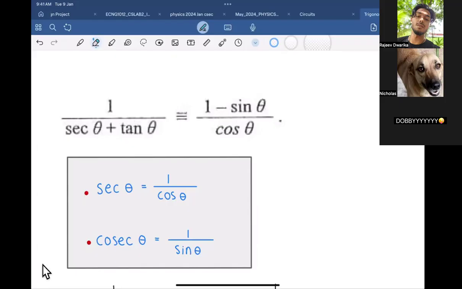Right, so you multiply by the 1 minus sine theta on both top and bottom. You recognize that it was difference of two squares, and that will give you cos square theta. The cos theta on top will cancel off with that.